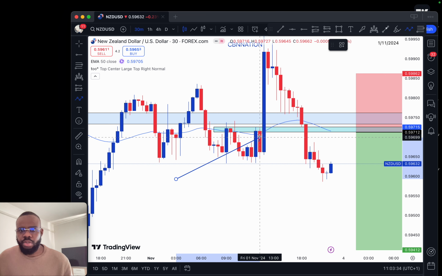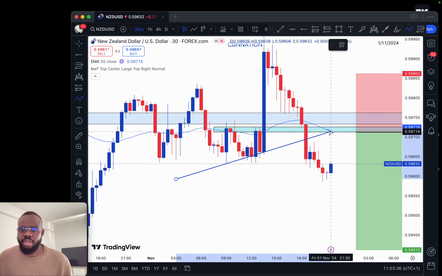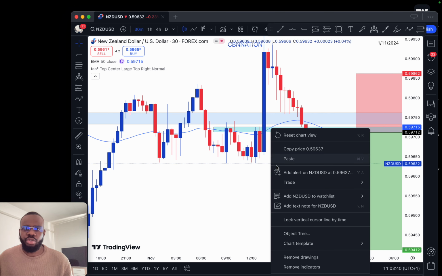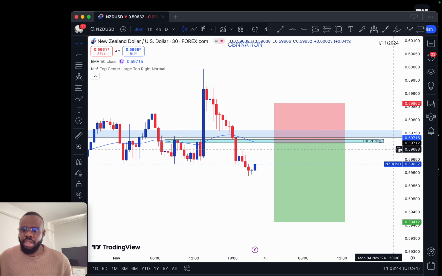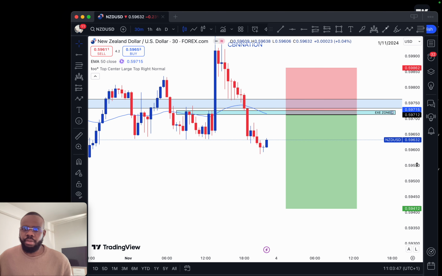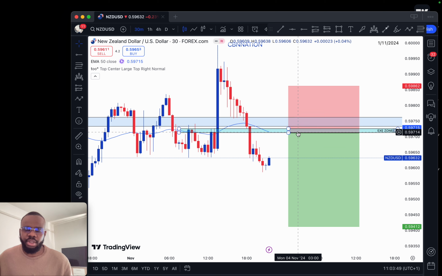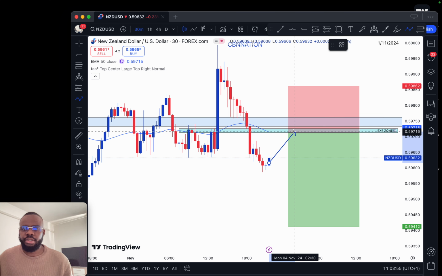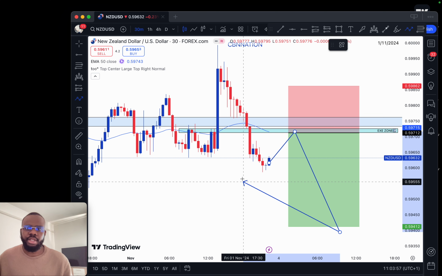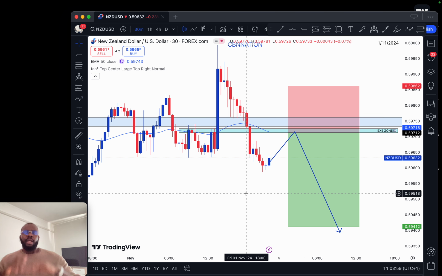It's not a coincidence that the zone is also lining up with the EMA. So this is a very strong setup for next week. By Monday, once the market opens, I'm going to place a sell limit order here on NZDUSD, to take price to the downside, just like this. This is for the NZDUSD.